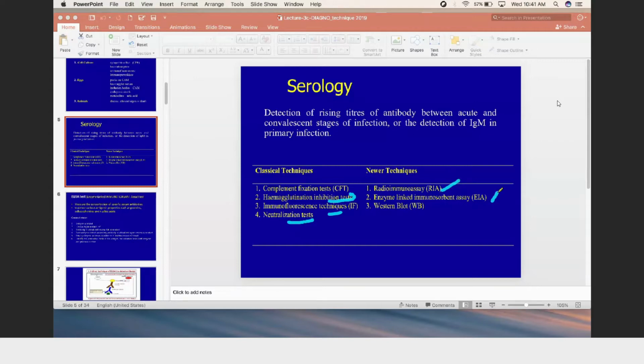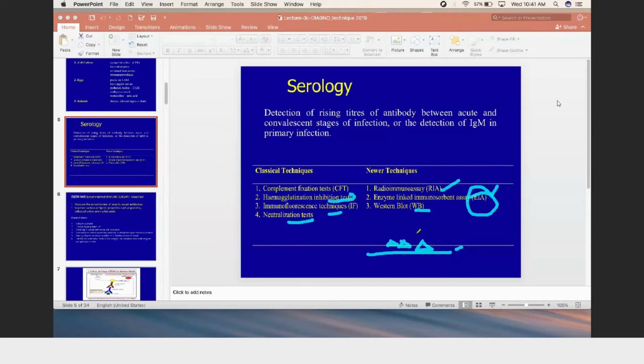EIA, enzyme-linked immunoabsorbent assay, is actually another word for ELISA. Sometimes we call it EIA, sometimes ELISA. And this one is the Western blot, which is a different method. Normally for detection of antigen, the principle is the same, but instead of using plastic, we use a blot paper. We put the antigen or the protein on top of this.